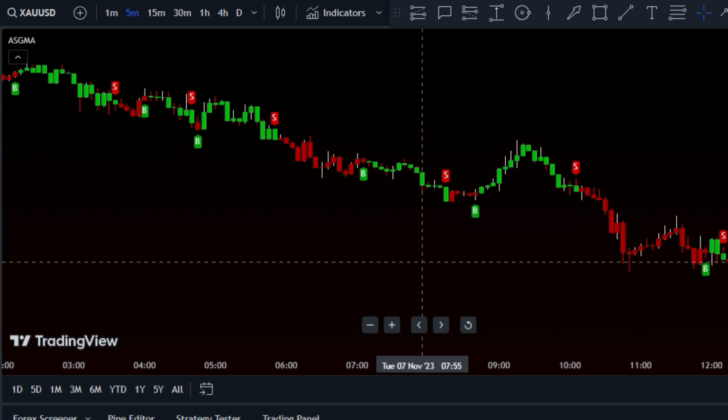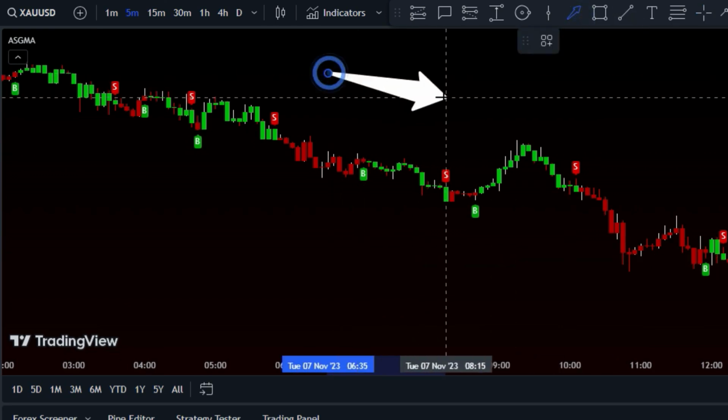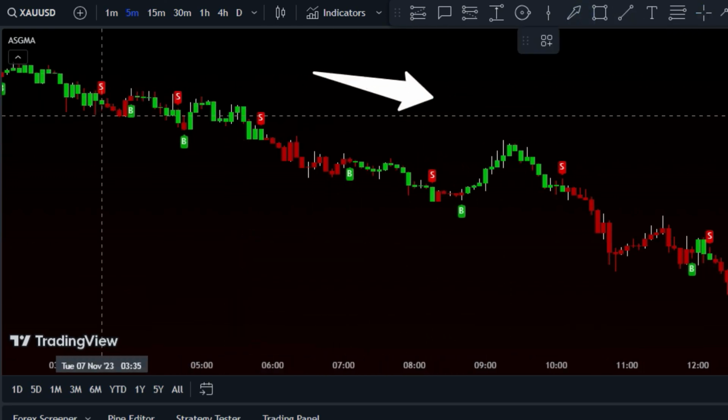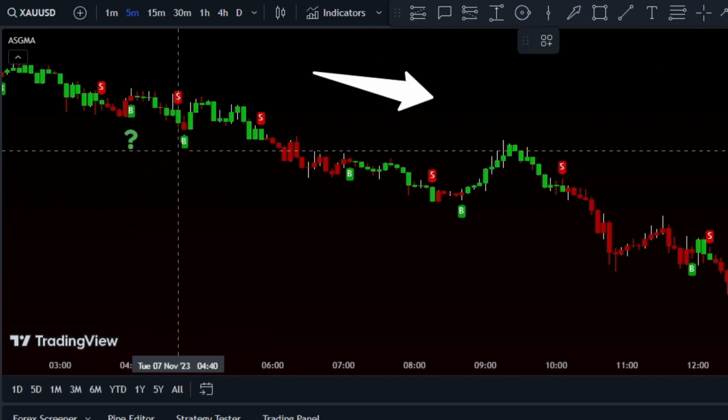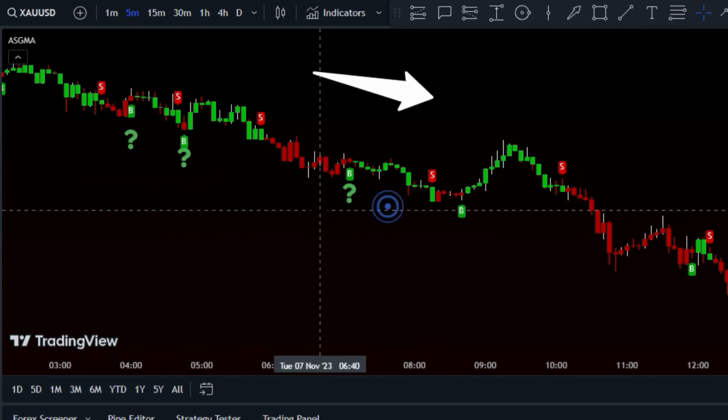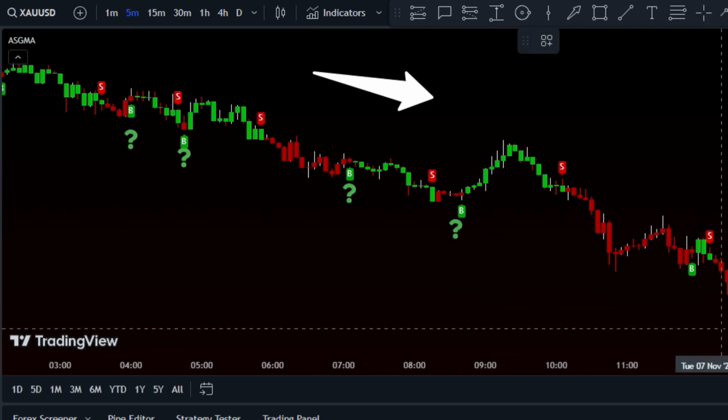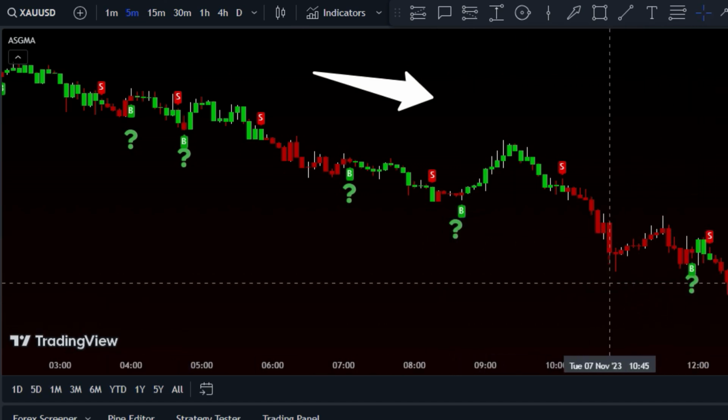But hold on a second, this indicator also gives counter-trend signals. However, we should never trade against the trend due to a higher probability of winning trades in the direction of the trend. So we need to find a solution to this issue.